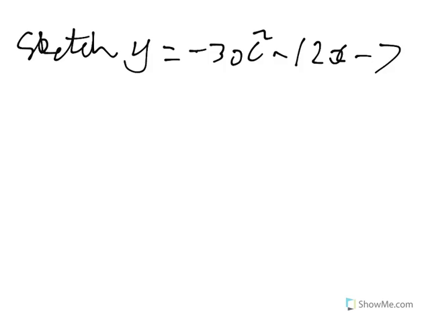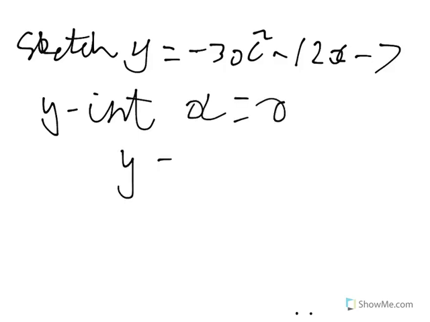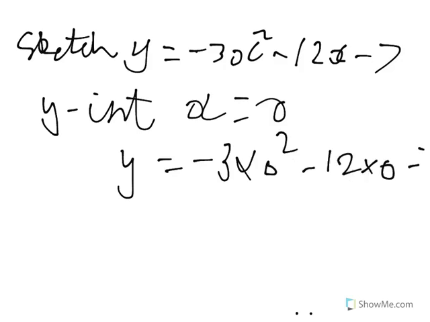The easy bit's the y-intercept. And the y-intercept, of course, x is 0. So if we put x equals 0, of course it's minus 7. Alright, so we've got a y-intercept there at minus 7. Alright, so the next thing, of course, is the turning point. And so the turning point is on the axis of symmetry.